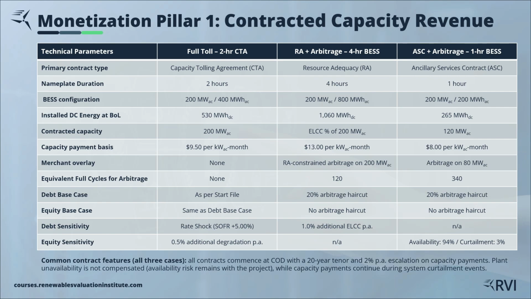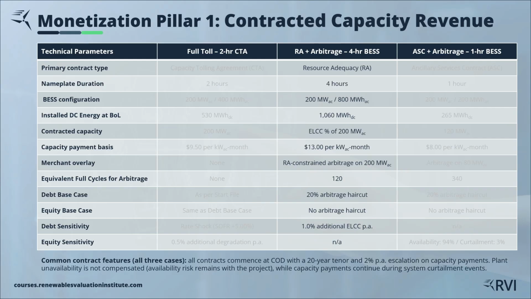Let's quickly cover what we are about to model in the information memorandum again. On this slide, we are still in monetization pillar 1, contracted capacity revenue, but we are now focusing on the resource adequacy and arbitrage for our BESS column. Compared to the full tolling CTA on the left, a resource adequacy contract doesn't pay for every megawatt hour we could theoretically dispatch. Instead, the system operator pays for the part of the battery that counts as reliable capacity for the grid. That accredited slice is driven by the effective load carrying capability, or ELCC.